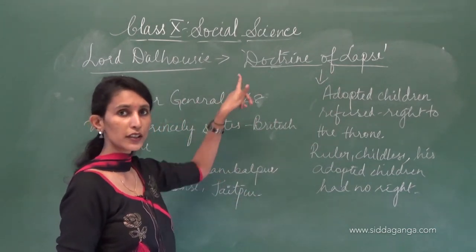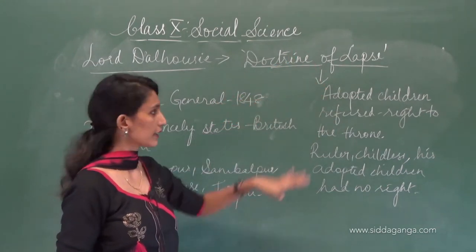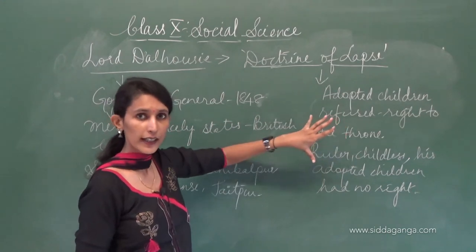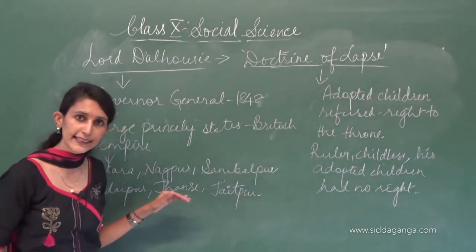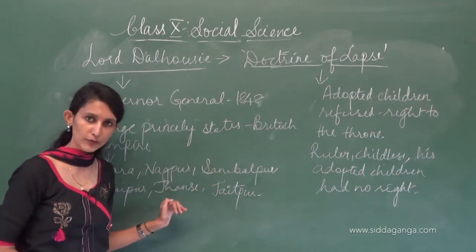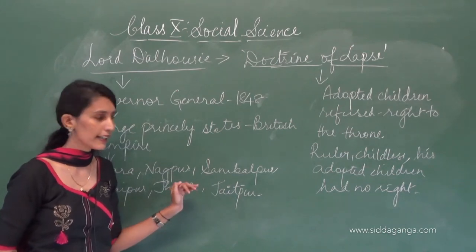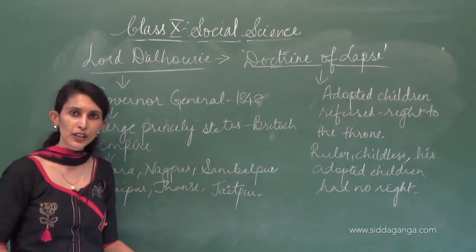He wanted to merge them through the policy of the Doctrine of Lapse, and this was a condition that he gave. He very well knew that this condition was applicable to these states, and that is why he trapped them inside this policy. Initially he tried to merge these states within the British territory.